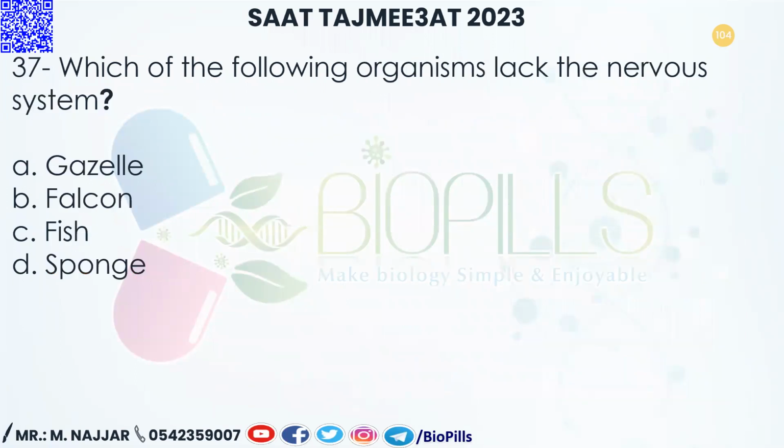Which of the following organisms lacks a nervous system? It's the sponge. Perfect. It has only 3 types of specialized cells and doesn't even have tissue.